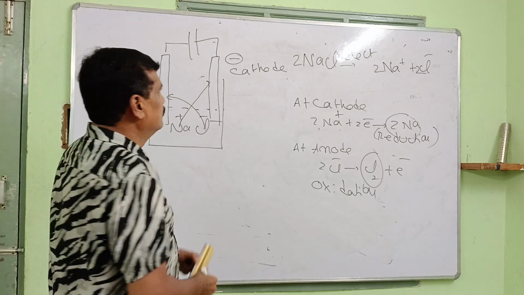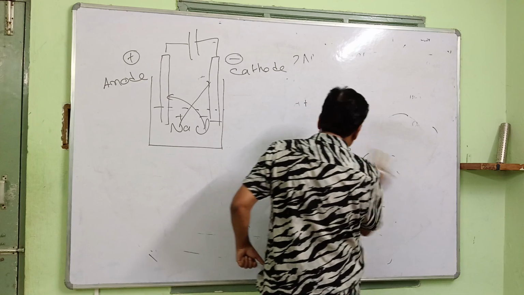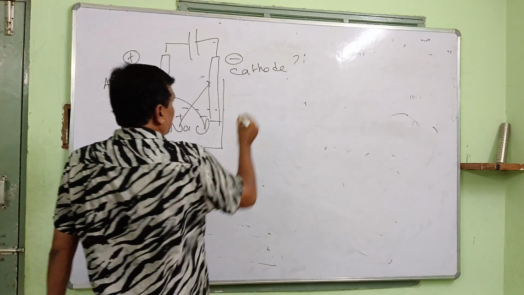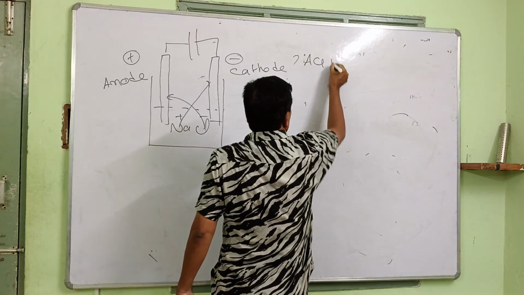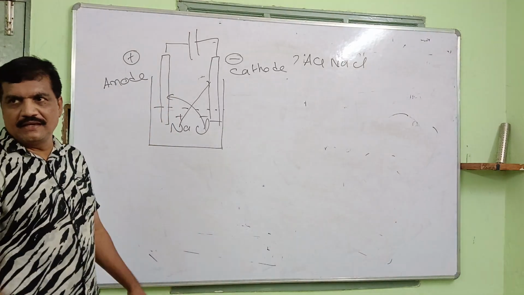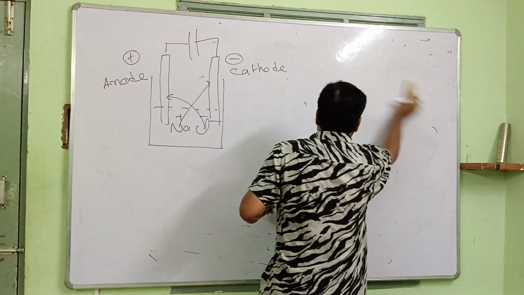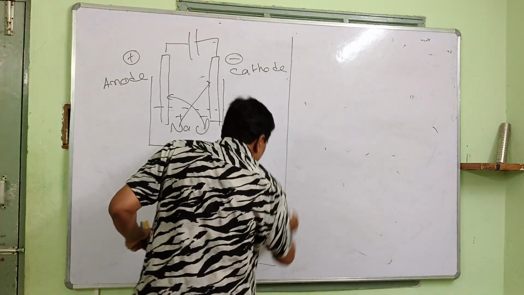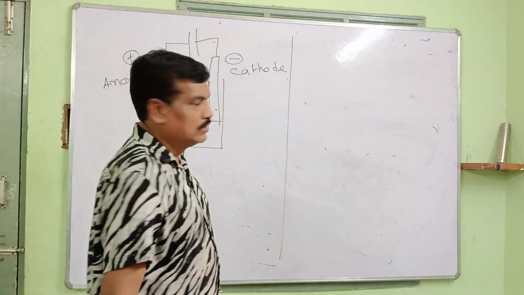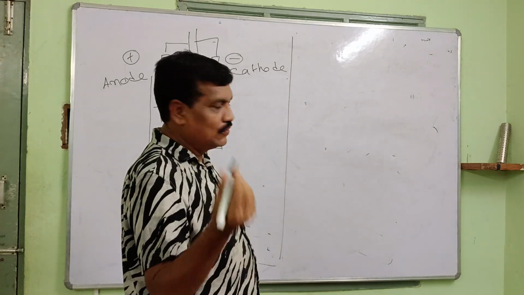Everybody knows it, but this type of question is not asked in mains, though the theory is the same. So I will take another one: aqueous NaCl. In the previous case I took fused NaCl, but now I will take aqueous NaCl. What is the difference between aqueous NaCl and fused NaCl? What is the meaning of aqueous and fused?